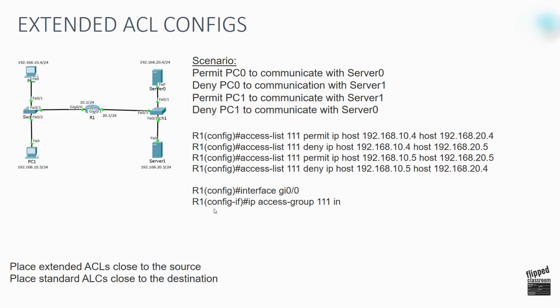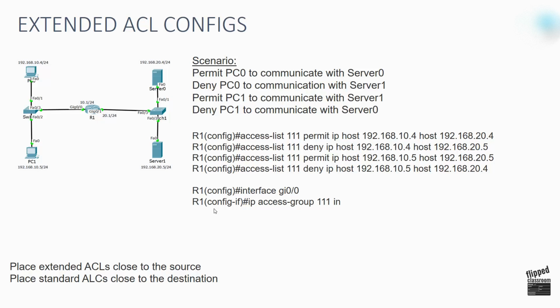Extended ACL configurations. As you know from previous slides, extended ACL has a lot of filtration options for packets, including source and destination IP addresses, destination port number, and filtration by the protocol which is working: IP, TCP, UDP, or ICMP.